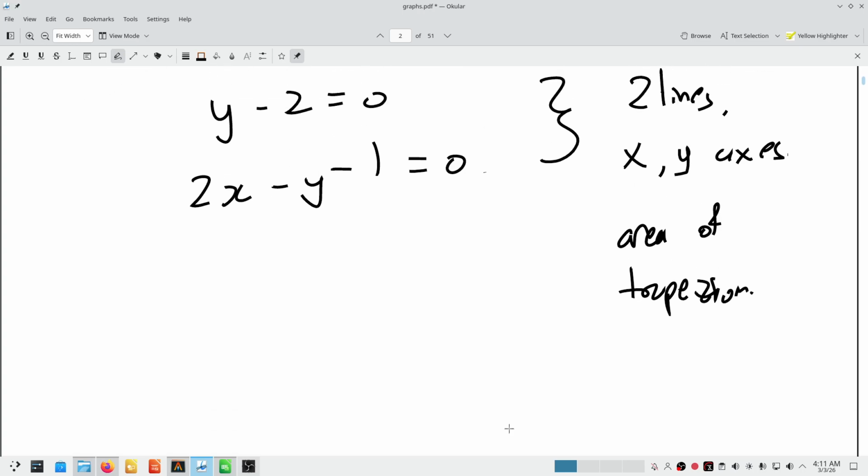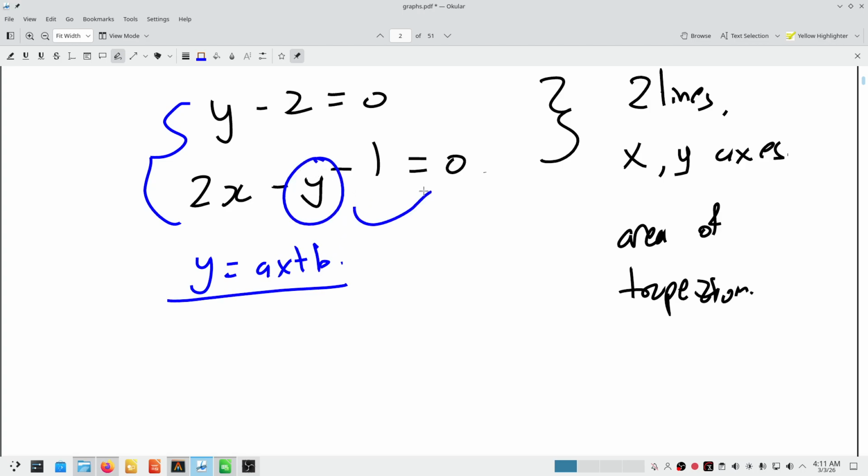So first thing first, we need to convert this thing from a little bit strange form to something like y equals to ax plus b. Make life a little bit more easy for yourself. So what I'm going to do, I'm going to shift the y to this side. 2x minus 1 equals to y. That's the same as y equals to 2x minus 1.